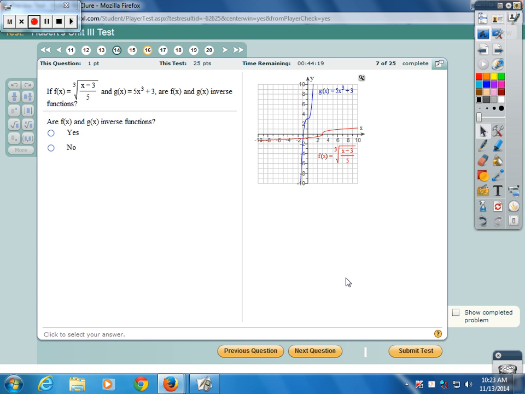They want to know if they're inverse. So plug and chug. Do f composed of g and g composed of f. And what should you come out with? x.